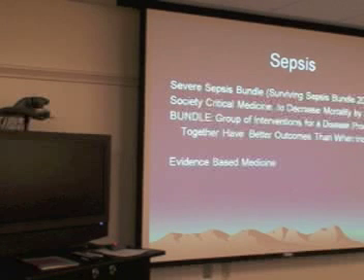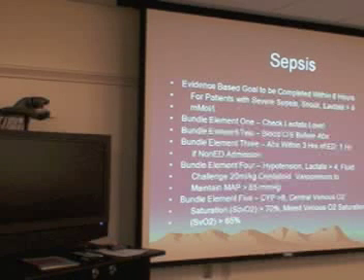So these are from the Society of Critical Care Medicine, and their goal was to decrease the mortality of sepsis by 25%. And what a wonderful goal, because too many people are dying from sepsis. And it comes in bundles. A bundle is a group of interventions for a disease process that when taken together will have a better outcome than if you took each one of them individually. And then evidence-based medicine. Sepsis, these are the bundles that they want finished within the first 6 hours.